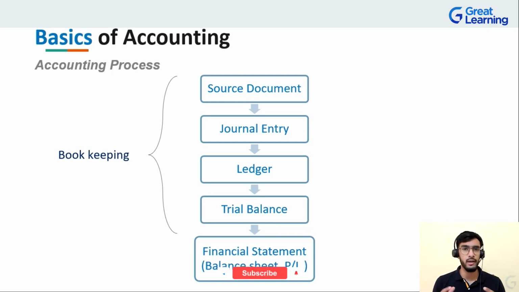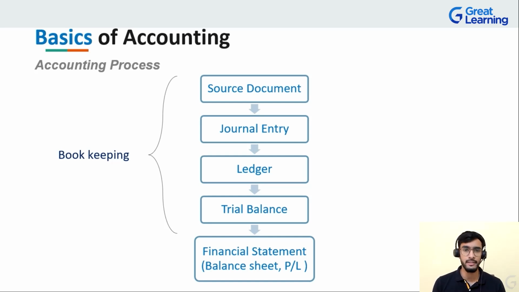Now, after we are done with the ledger accounts, we move ahead with the trial balance. The trial balance basically balances all the general ledger accounts of a company at a certain point in time, mostly at the end of the year. The basic objective of a trial balance is to summarize the ledger accounts. The second major objective is to create a base for the financial statements.